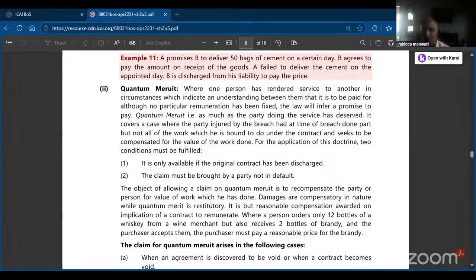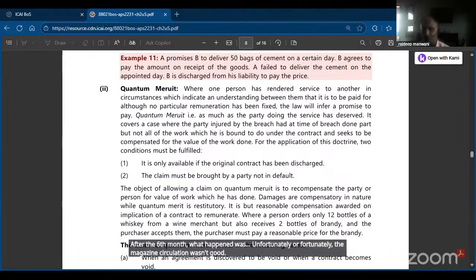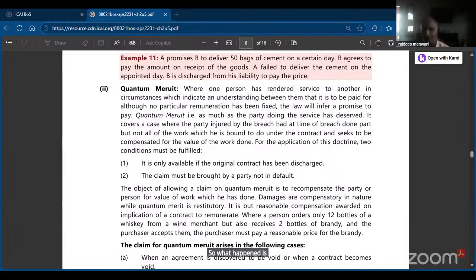So this Planch started writing the articles. He wrote the first article, second article, third article, fourth article. After the sixth month, what happened was, unfortunately or fortunately, the magazine circulation wasn't good. So the owner of the magazine cancelled the contract. As soon as he cancelled the contract, correct or no?